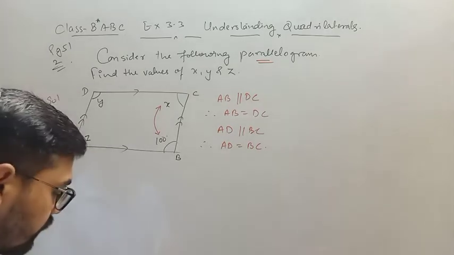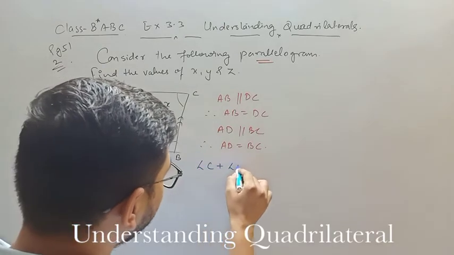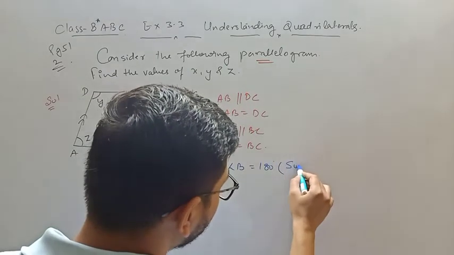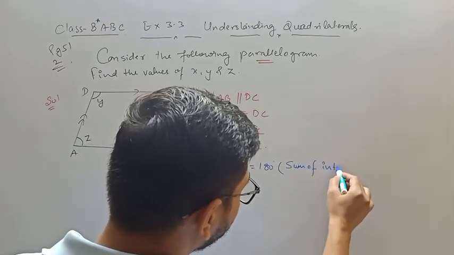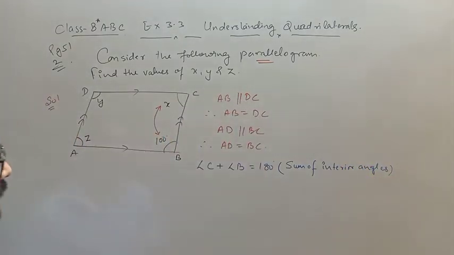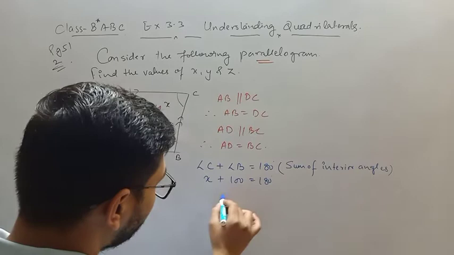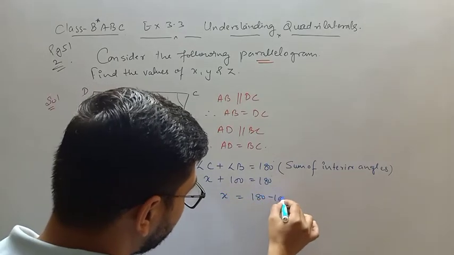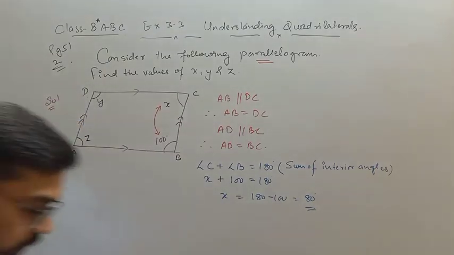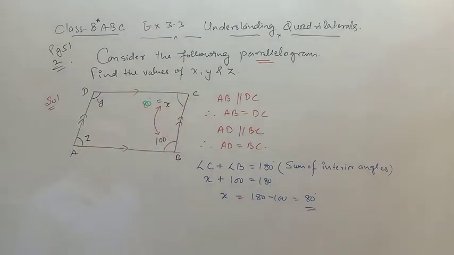Now you can say angle C plus angle B is equal to 180 degrees, and the logic behind this is the sum of interior angles of a parallelogram is 180 degrees. Now in place of C you have x, and in place of B you have 100 degrees. So the value of x is 180 minus 100, which is 80 degrees. So you got x equal to 80 degrees.